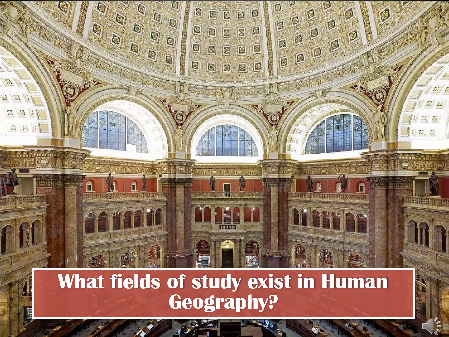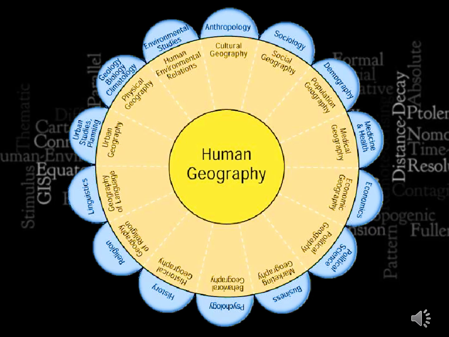Social scientists believe that geography is the mother of all sciences, or the queen of all sciences. To explain this, we ask, what fields of study exist in human geography? This flower diagram visually explains the different fields of study that exist in human geography.